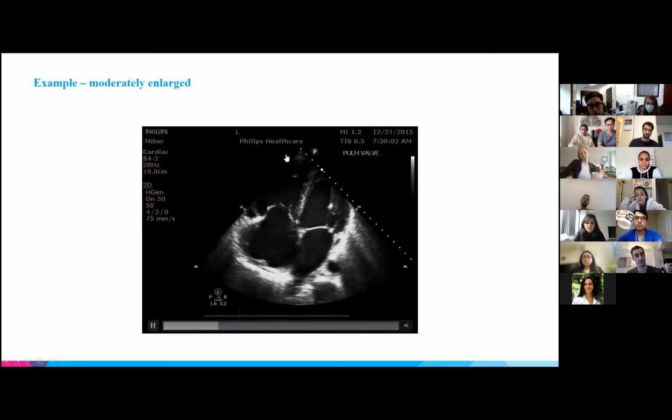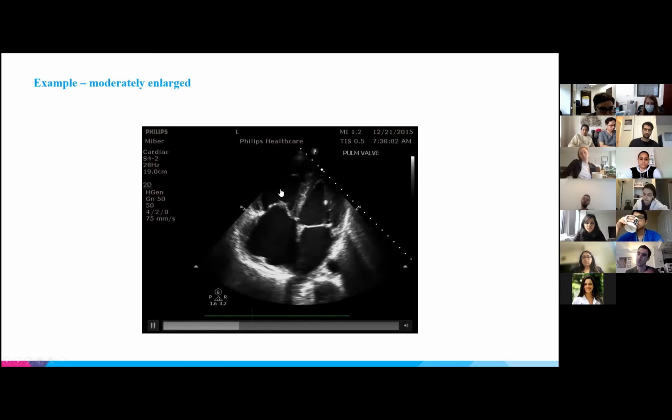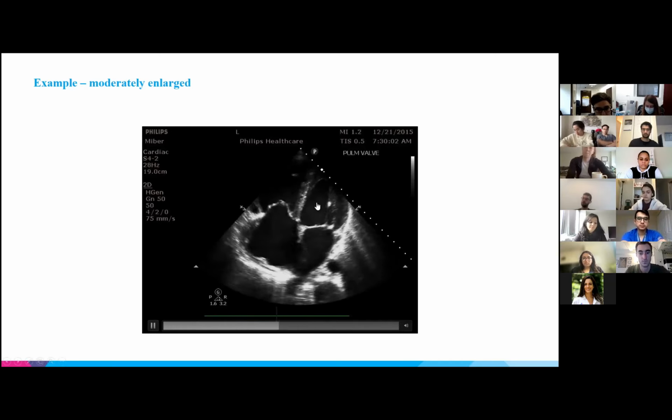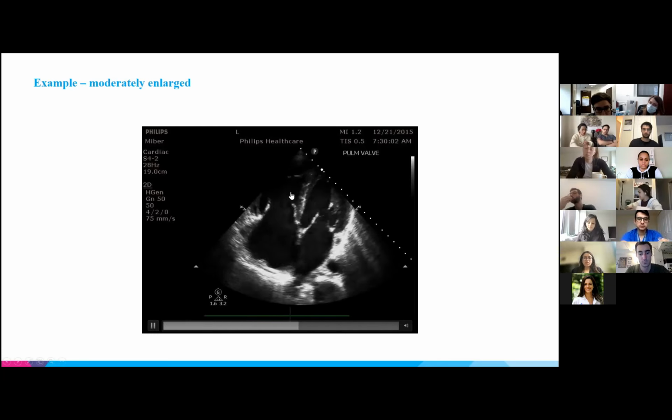And so compared to the first two clips, you can really appreciate that the RV is at least the same size as the left ventricle, if not a little bit bigger than that, right? And so the free wall is going to be all the way over here. And if you compare the width with each other, they're probably at least somewhat the same. If not, the RV might be slightly bigger even. And so this would be an example of someone who has moderate right ventricle enlargement.